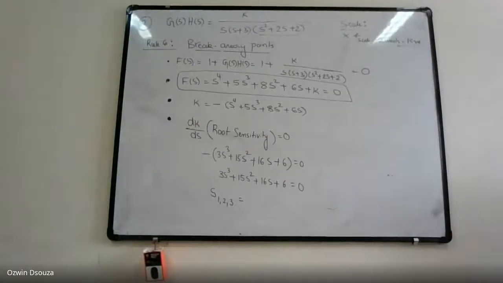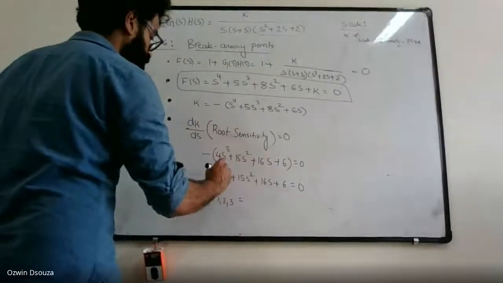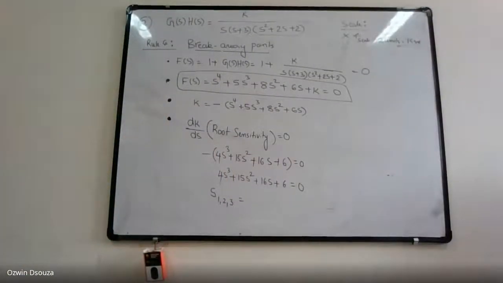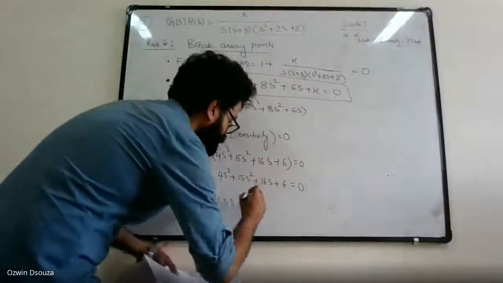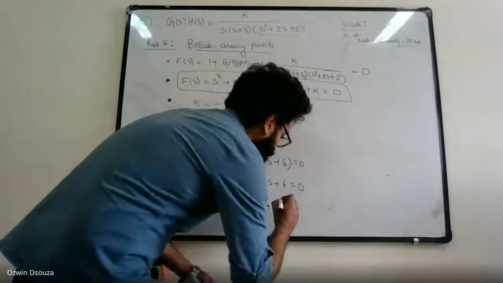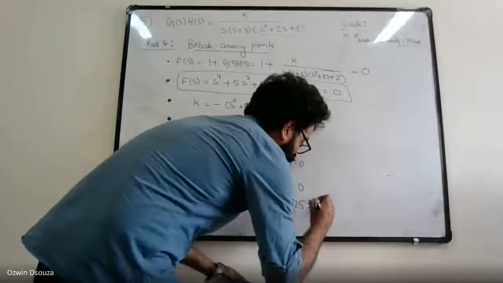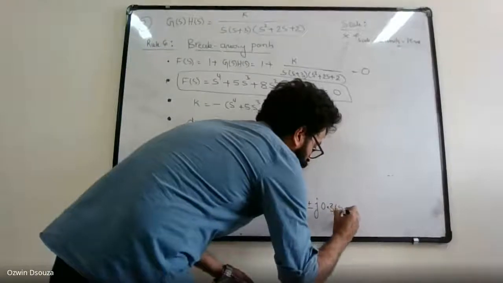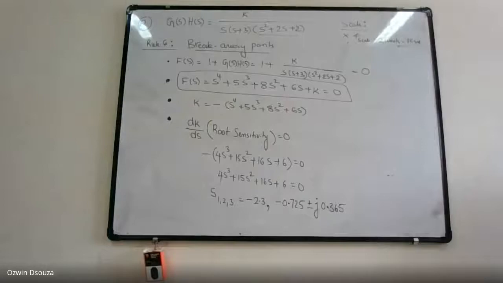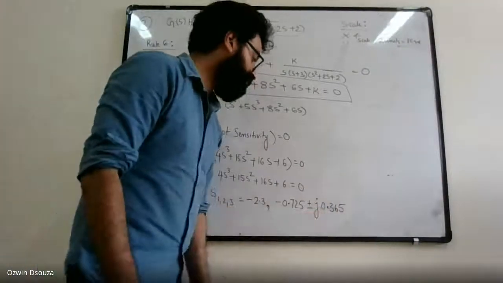And when you solve this particular equation, I'm sorry, 4s cubed, right? This should be 4s cubed plus 15s squared plus 16s plus 6. So when you solve, you will get the roots as minus 2.3, and complex conjugate roots, the remaining roots as minus 0.725 plus or minus j0.365. So two roots: minus 0.725 plus j0.365 and minus 0.725 minus j0.365.